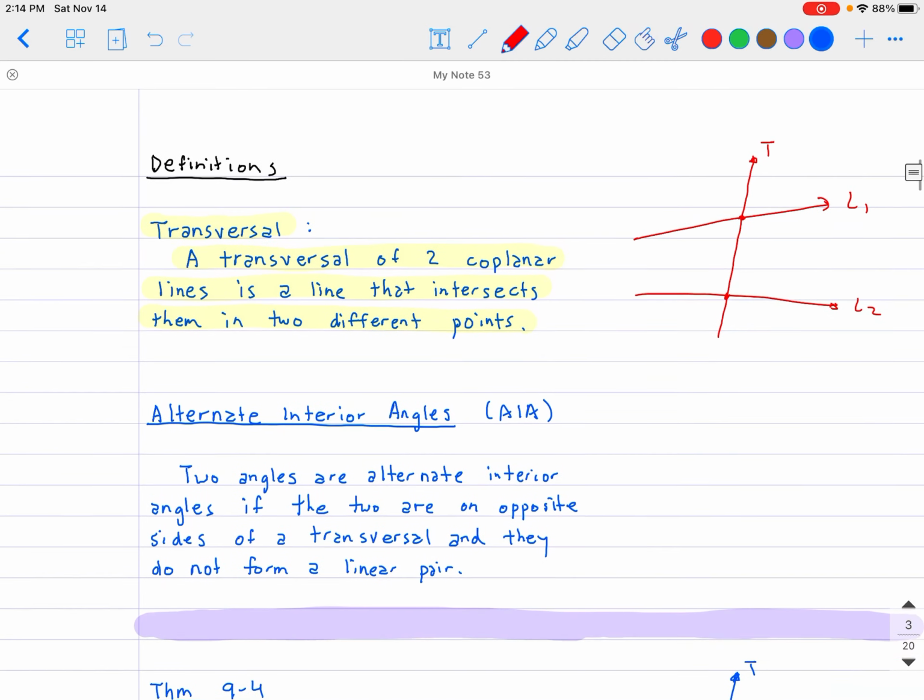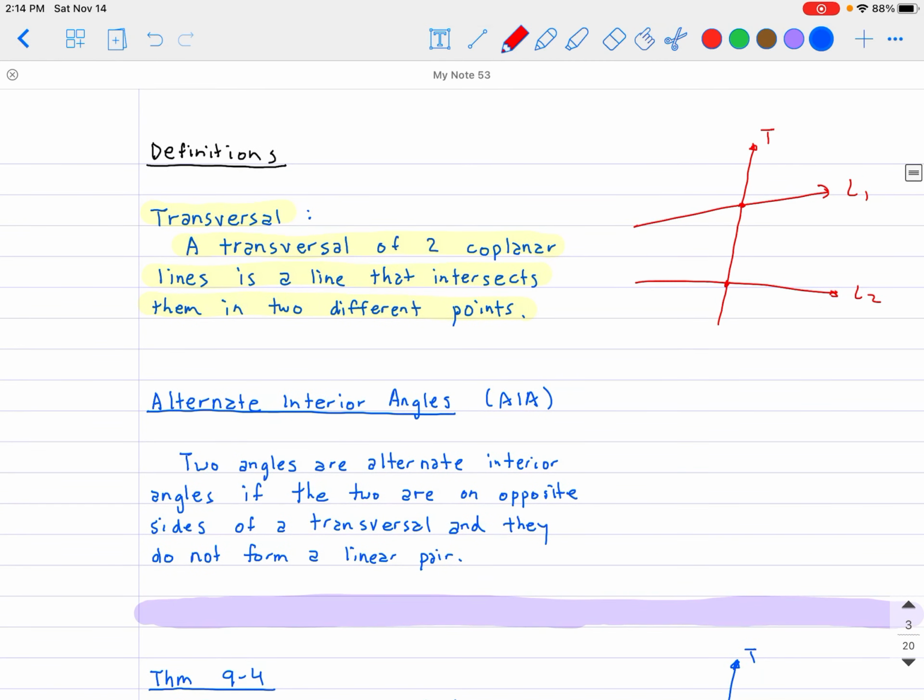Now, what's so interesting about the transversal? You'll notice that they form quite a few angles. The ones that I care about for the time being are the ones that are inside over here. Let me go ahead and label them: 1, 2, 3, 4. There is some sort of relationship for them if certain conditions are met, but we're going to go ahead and give them a name first, okay?